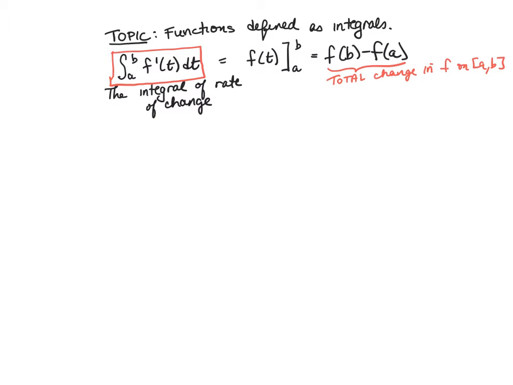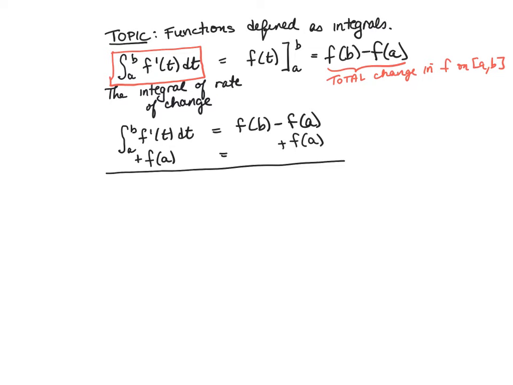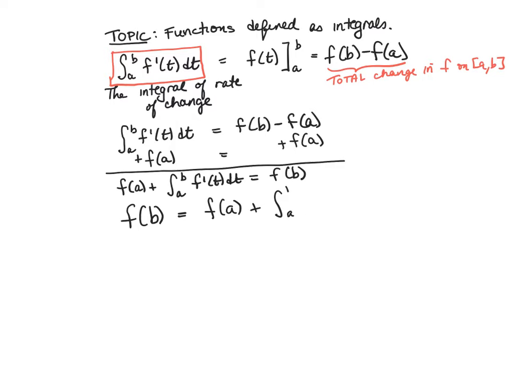Now, if we take this statement here, and add f of a on each side, we get f of a plus the definite integral from a to b of the derivative of f with respect to t is equal to f of b. Now I'm going to flip this equation and write f of b equals f of a plus the definite integral from a to b of the derivative of f of t dt.